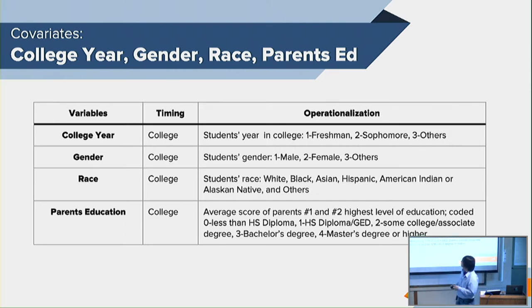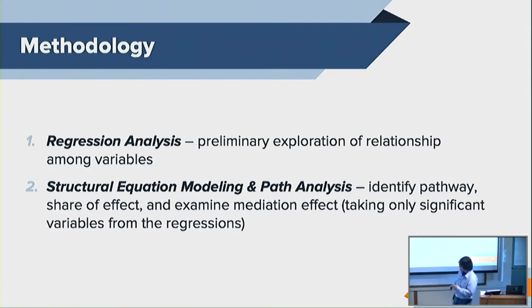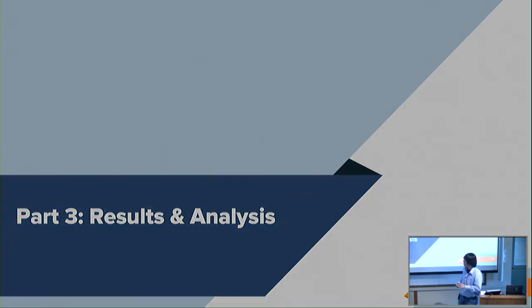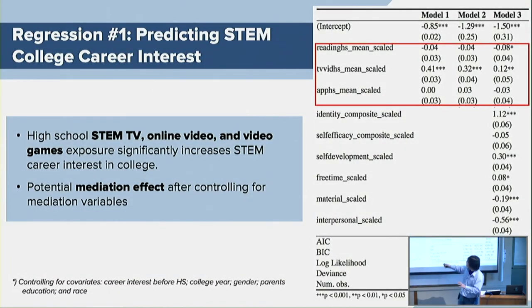We also control for a lot of covariates, such as their college year, gender, race, and parent education. And in terms of analysis, she carried out a regression analysis first, and then we complexified the analysis, moving it to a structural equation modeling approach.